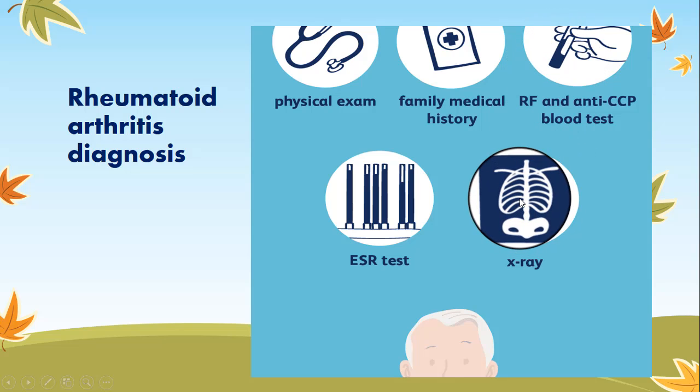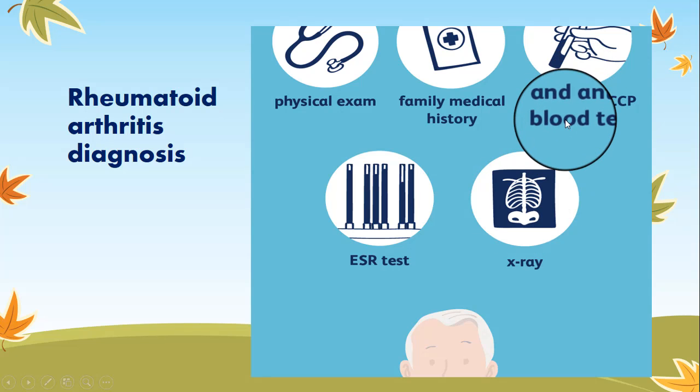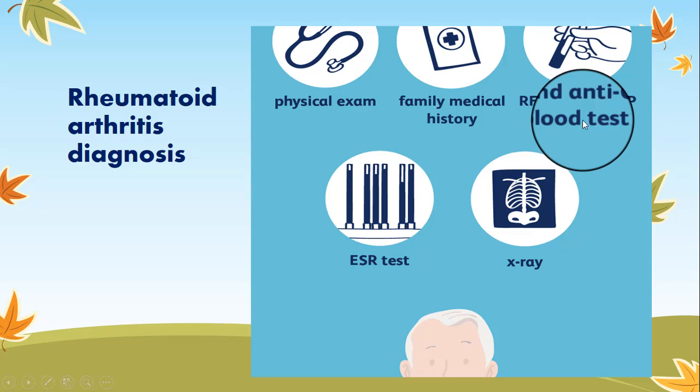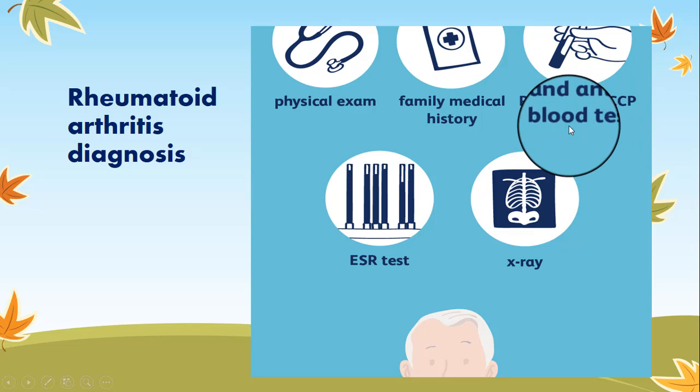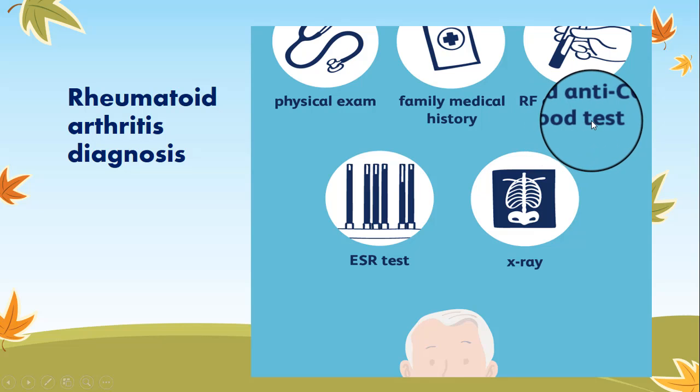That is the blood test for rheumatoid arthritis. So we'll talk about this. The first one is the rheumatoid factor test. This is basically an RF blood test to check for proteins called rheumatoid factors. A high level of rheumatoid factors is associated with autoimmune diseases, especially rheumatoid arthritis.